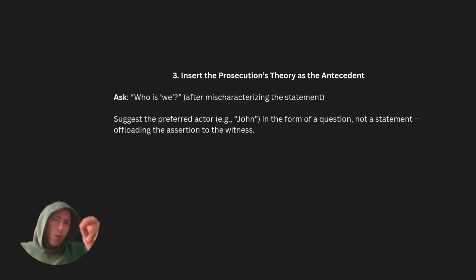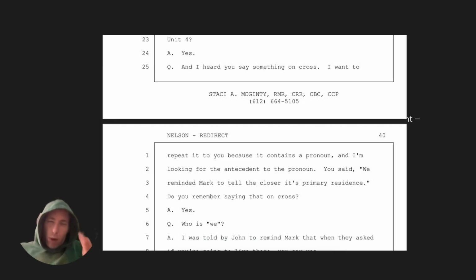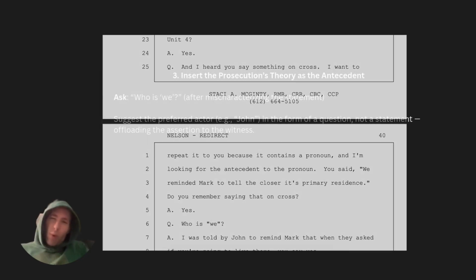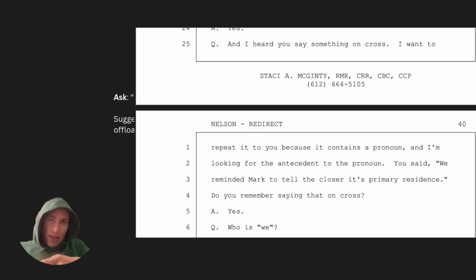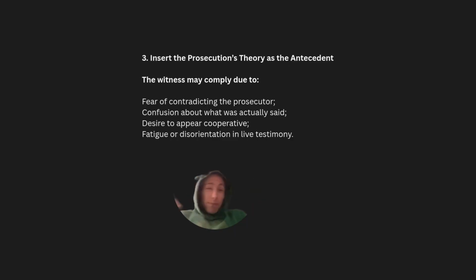And what he says is, what you want to do here is insert the antecedent. We want to suggest the culpable person, but we don't want it to come off as a statement. We want the witness to state it. So what we'll do is we'll offload this assertion onto the witness just like this. And who is we? Now, if you're a witness like Mike Nelson, and you haven't been charged yet, you're going to be scared of contradicting the prosecutor. Are you not? Right. And in the confusion of what's actually said, you're going to have this desire to be cooperative, right? Because again, you're hoping that this guy doesn't charge you.